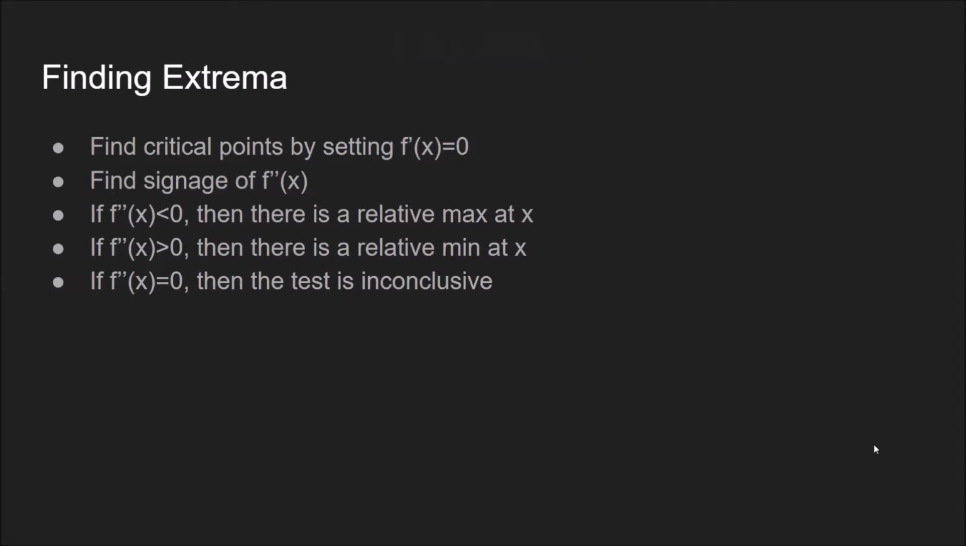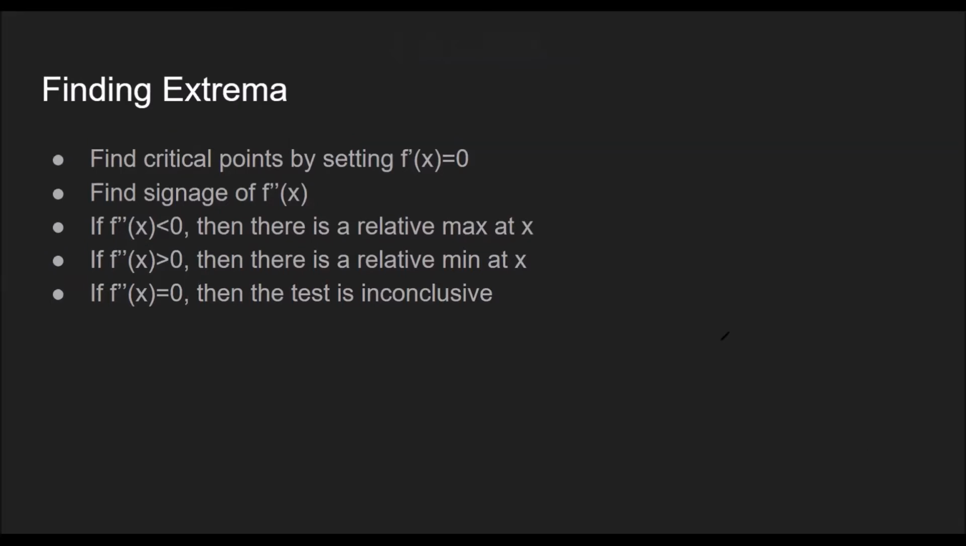Okay, so if you want to find the extrema using the second derivative test, what you first must do is find the critical points by setting f prime of x equal to 0. And you'll be given the x coordinates of the critical points, and then you're going to want to differentiate the function, then plug in the x coordinate, and if the result is less than 0, then there's a relative max at x.